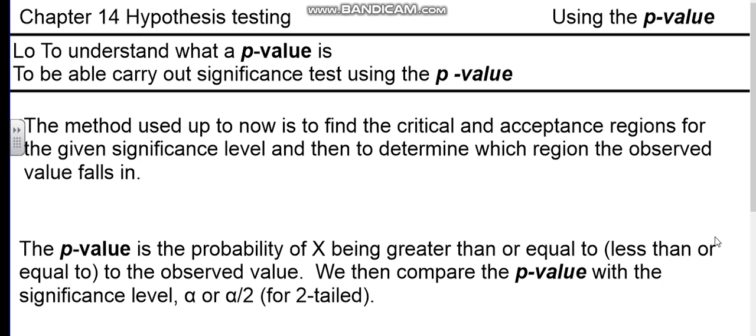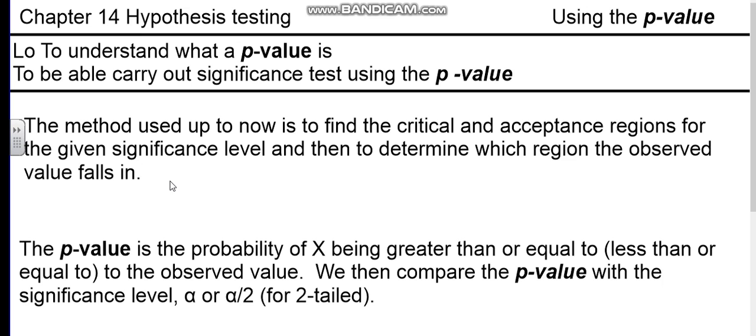So this is the last lesson on hypothesis testing. We're looking at using the p-value, which is another way of carrying out hypothesis tests. There are two methods, you need to know them both, and you could be asked to use either. Okay, so today we're looking at understanding what the p-value is, and then we're going to carry out a significance test using the p-value. Just be aware that p-value is not the proportion or the probability of success. It's a different p, which is why this is in italics. Okay, so just be aware of that.